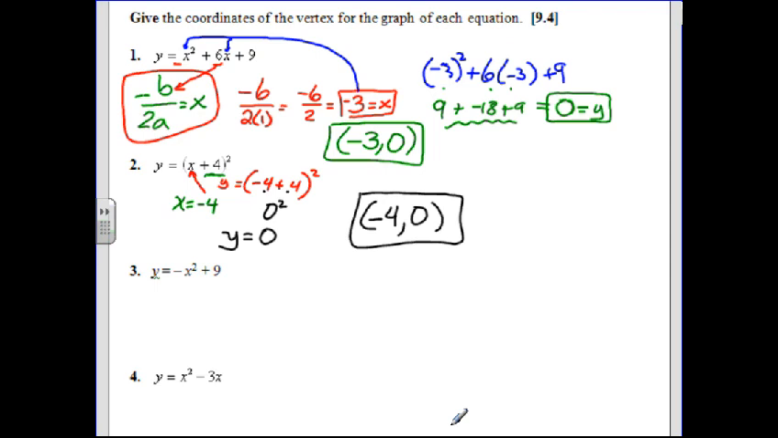All right, number 3. We're back to using the original formula that we had up on top. This one, what you're going to do is a is 0. No, a is negative 1, sorry. A is negative 1.